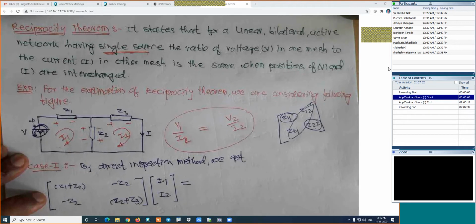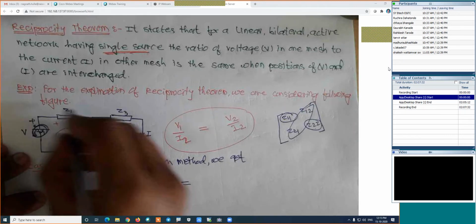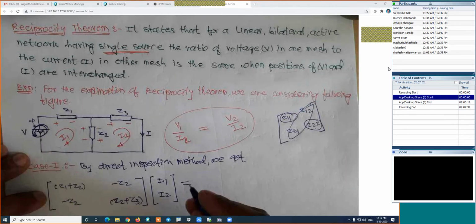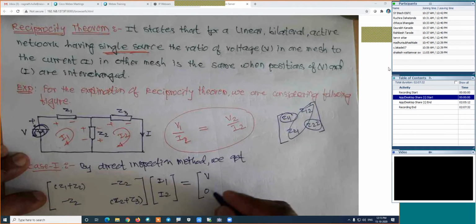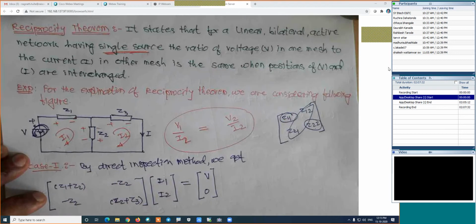Is that right? Otherwise, it will become a problem of the transient response, which is not part of our syllabus. Now here, in this case, if we are traveling in the clockwise direction, this is a plus V. This is plus V. And how is the second case? It is 0. That's it.